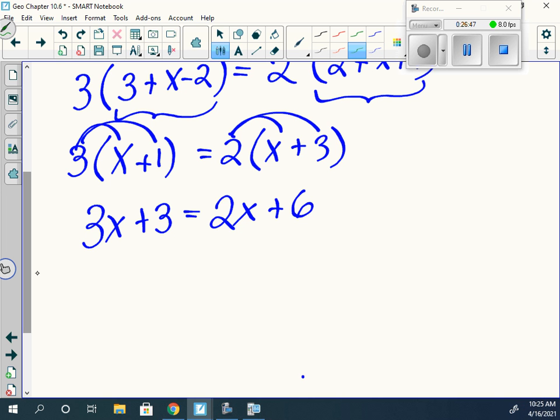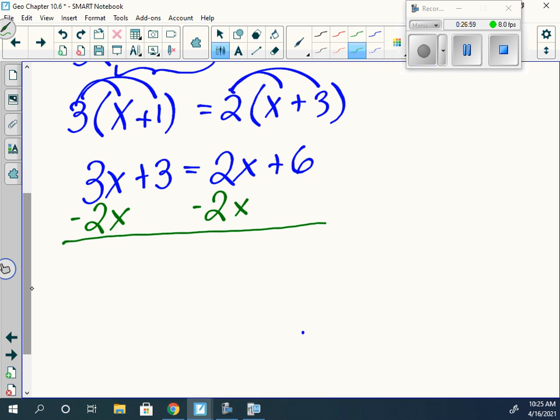What can we do next? Subtract what? 2x? Yeah, 2x. Subtract 2x from both sides. Yes. I was making sure because there's several things we could subtract. Now the 2x minus 2x would be 0. 3x minus 2x would just give us x. And we'd have x plus 3 is equal to 6.